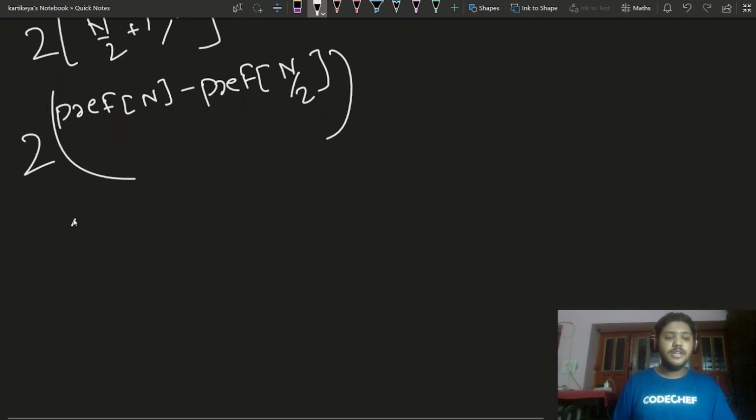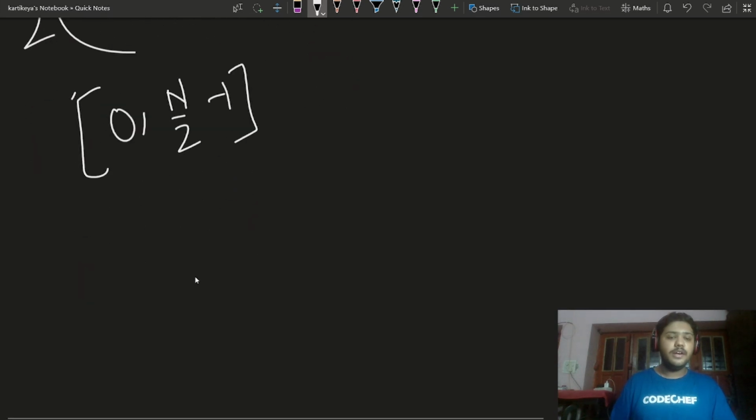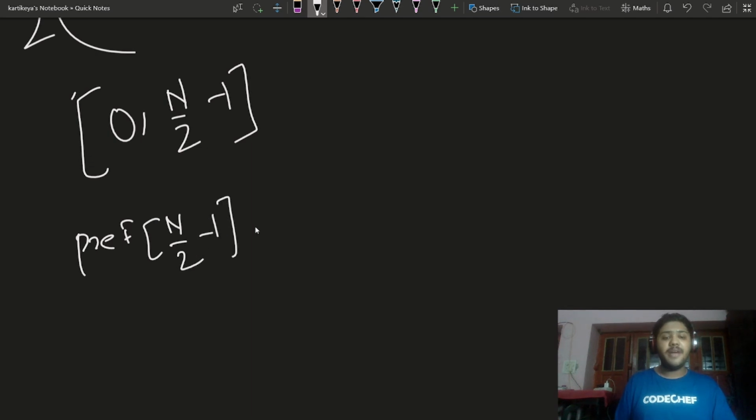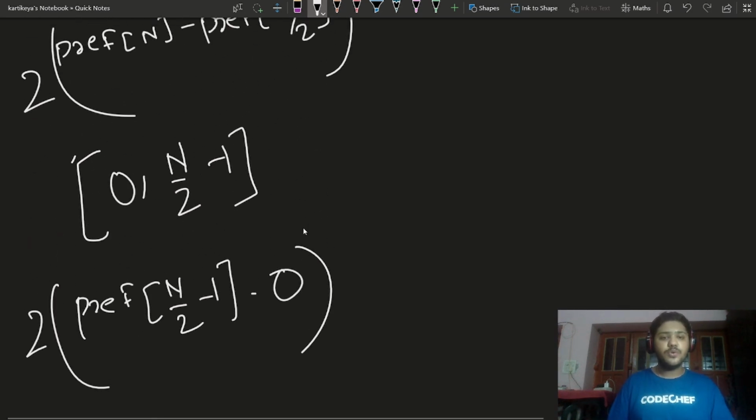And the second thing that we want is the sum of numbers from 0 till n by 2 minus 1. So how can we get it? We can get it by writing it as prefix of n by 2 minus 1 minus prefix of 0 minus 1. So what is the prefix of minus 1? It is basically 0, and multiplying it by 2. Okay, and then taking the number n by 2 itself, being positive in the case of n being even and negative in the case of n being odd. So this is the approach to solve this problem.